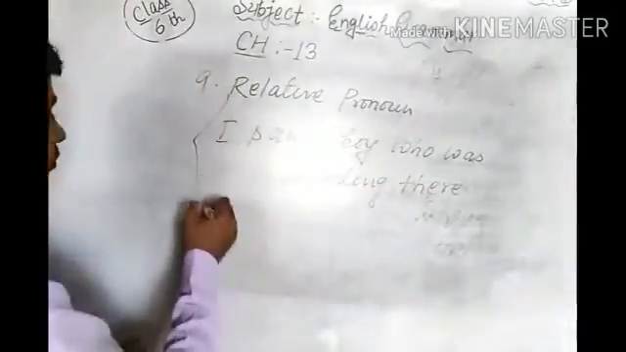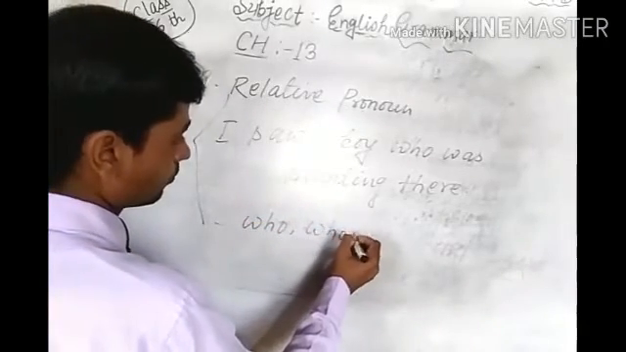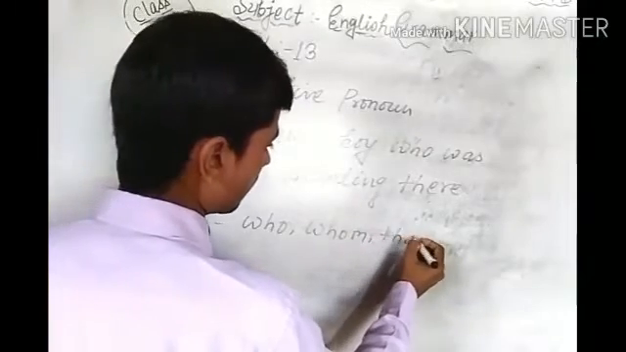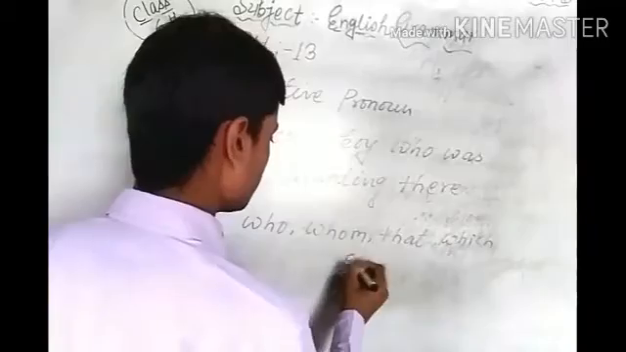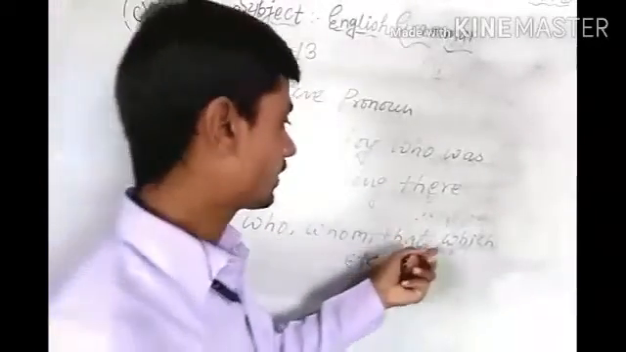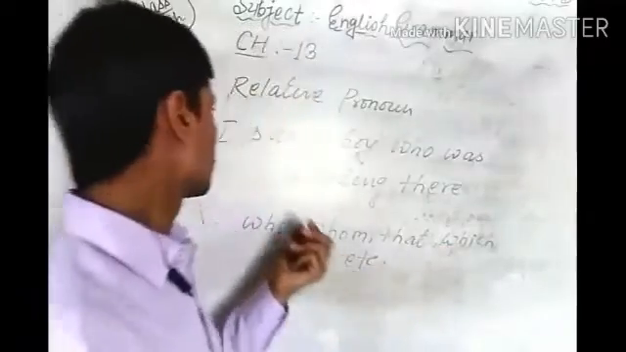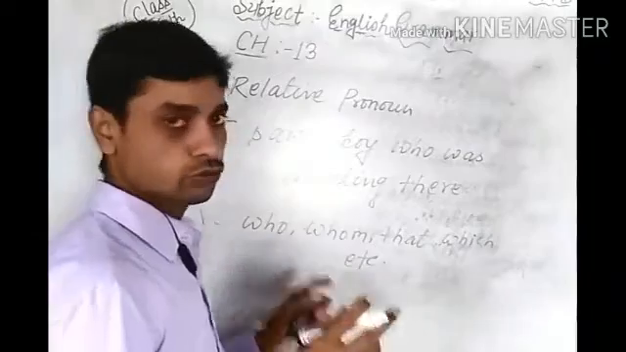But which words are called relative? Who, whom, that, which, etc. Okay, students, who, whom, that, which, etc. are called the words of relative pronoun. These words join two sentences.